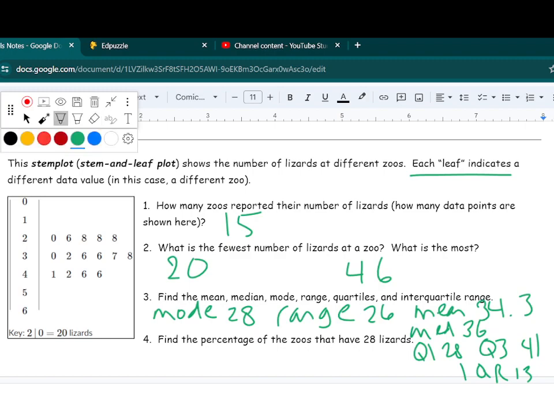And then finally, find the percentage of zoos that have 28 lizards. So we want to find how many 28s we have, which is 3. So we have 3 out of how many we had in total, which we found earlier was 15. If we calculate that, we get 0.2 or 0.20. And then to find the percentage, we move the decimal place 2 spots and we get 20%.